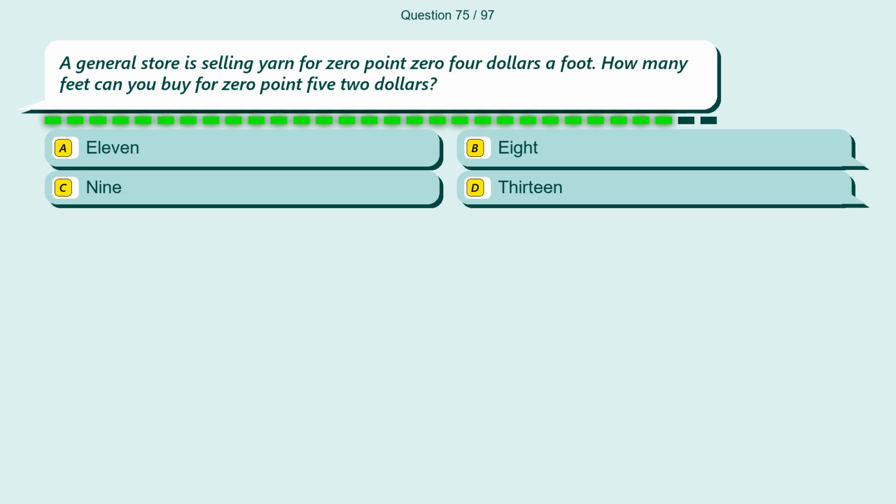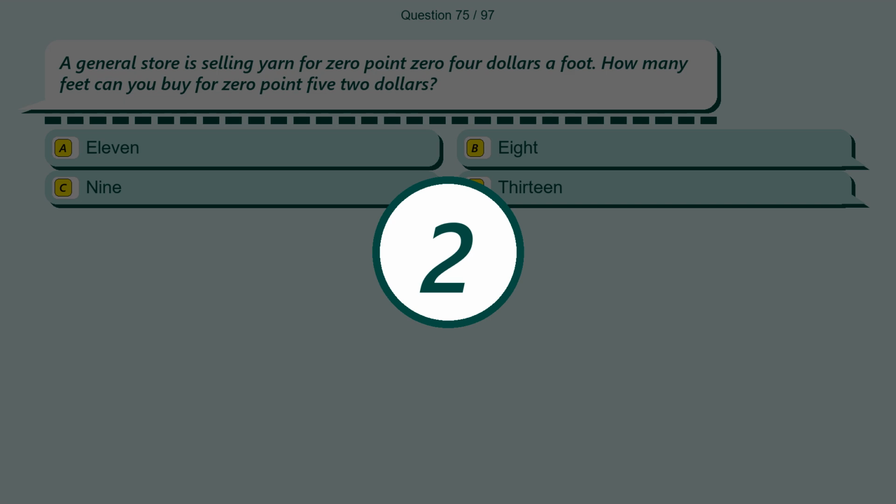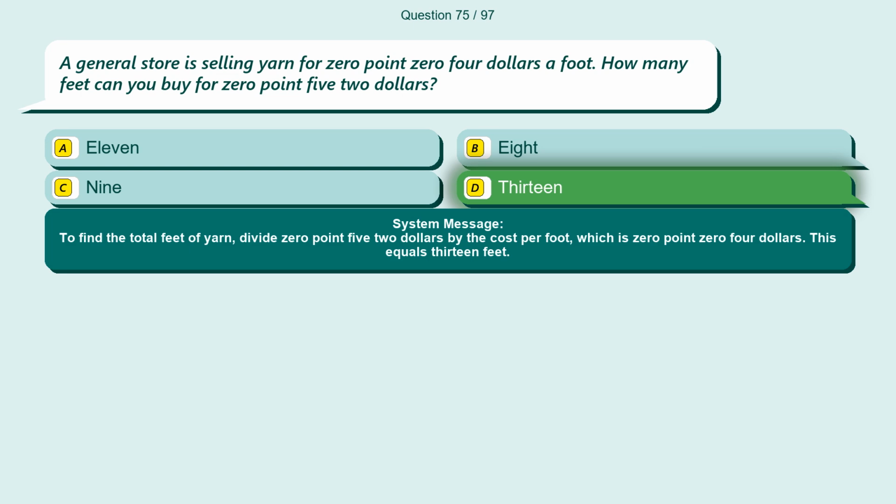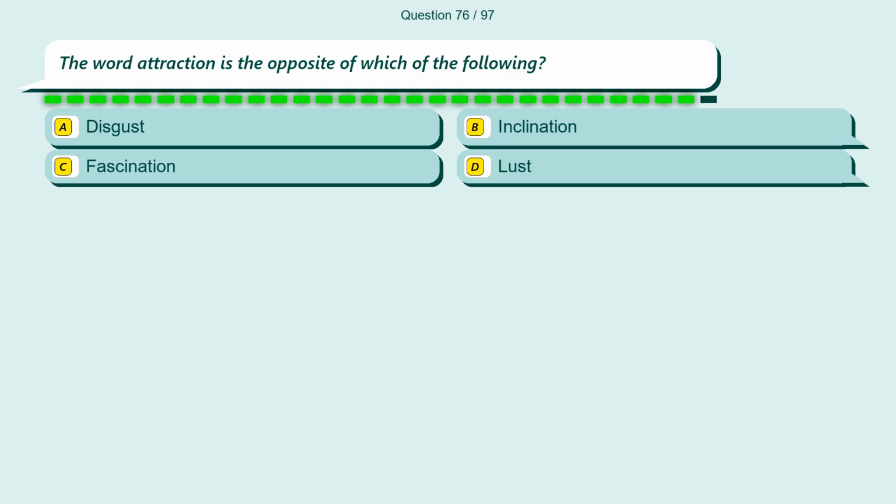Question 75. A general store is selling yarn for $0.04 a foot. How many feet can you buy for $0.52? Option A, 11. Option B, 8. Option C, 9. Option D, 13. The correct answer is option D, 13. To find the total feet of yarn, divide $0.52 by the cost per foot, which is $0.04. This equals 13 feet.